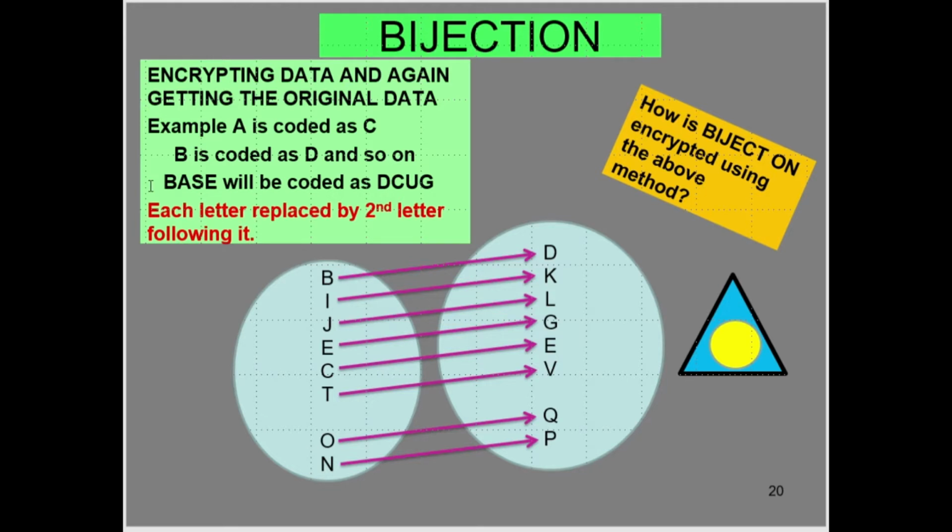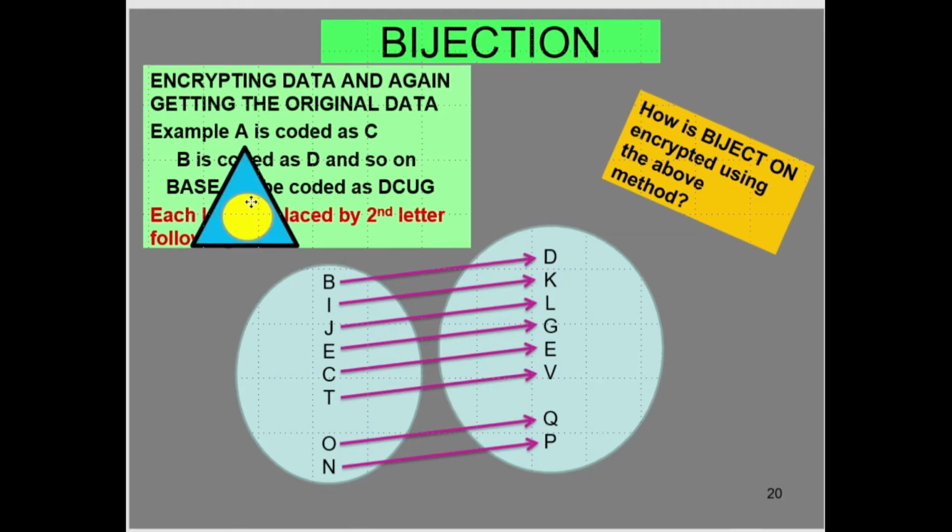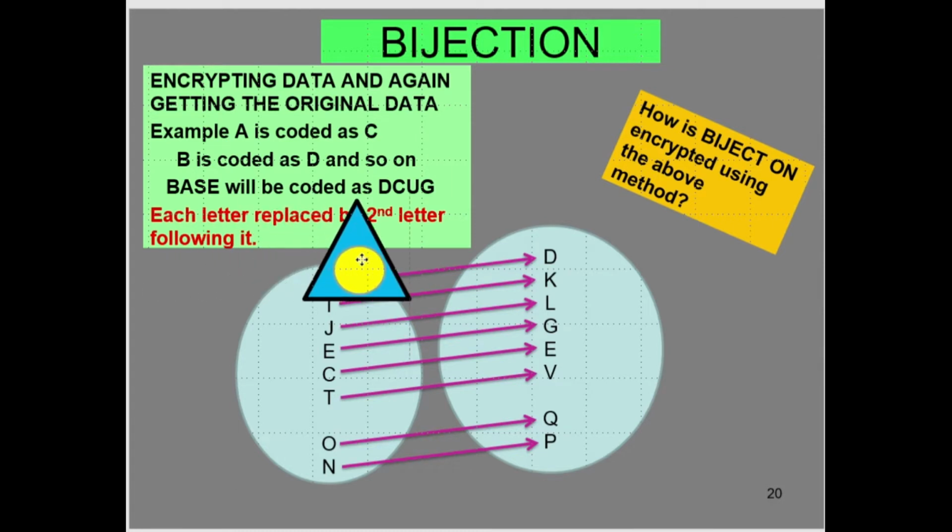Bijection: encrypting data and again getting the original data back. A is coded as the second letter following it. That is, the second letter following A. Then B is coded as the second letter following B, which is D, and so on. For example, BASE will be coded as DCUG. Here each letter is replaced by the second letter following it.